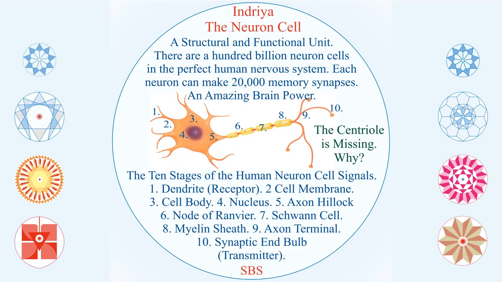Then information from the receptors is carried through neuron cells which have 10 parts. Number 1 is the dendrite, which is associated with the receptors in the skin. Then information goes to the cell membrane, cell body, nucleus, axon hillock, nodes of Ranvier, Schwann cells, myelin sheath, axon terminal, and synaptic end bulb, which carries the information to either the next neuron or to the muscles. This information should also be kept because it is added to the receptors to be carried to the posterior part of the spinal cord for sensory information.